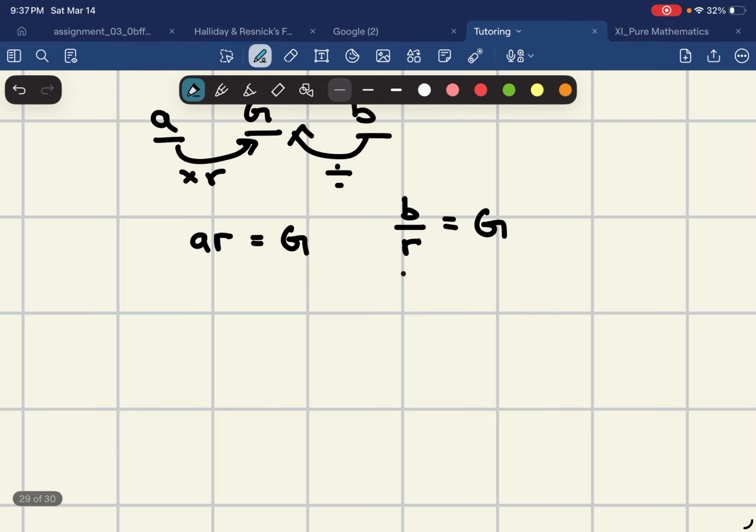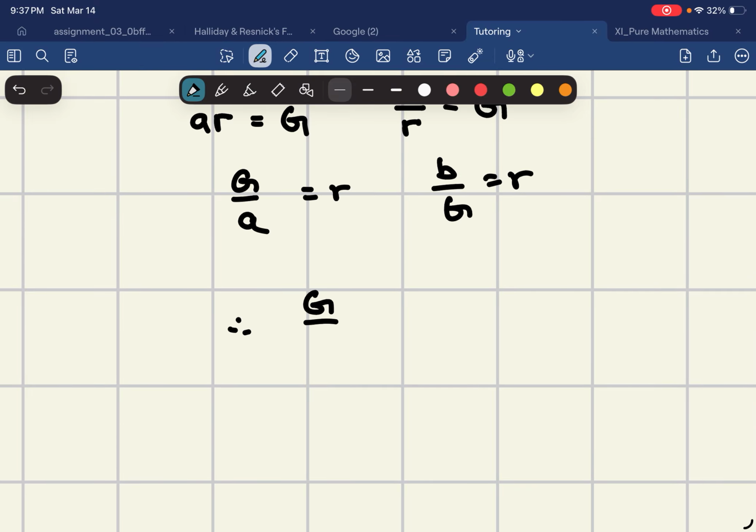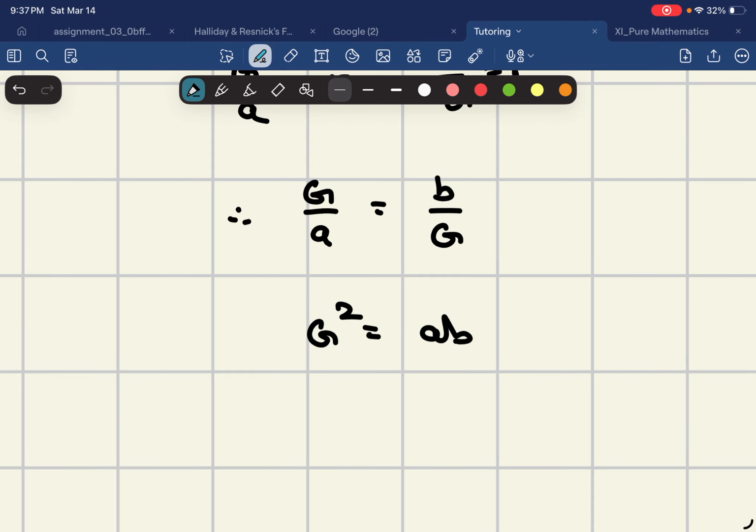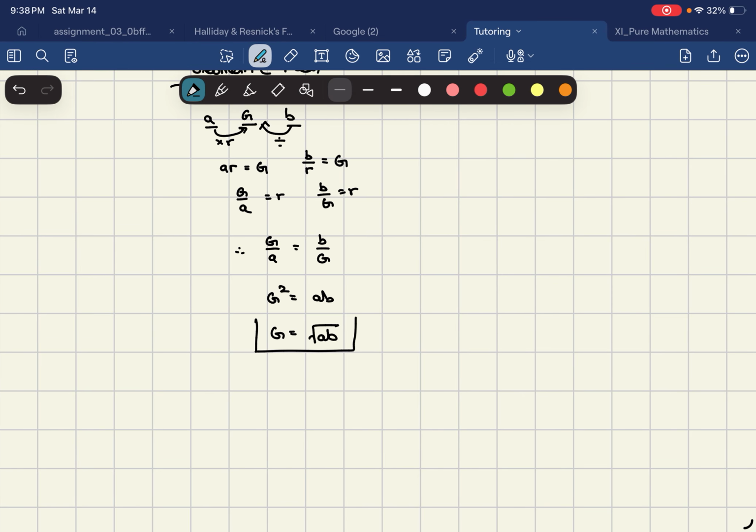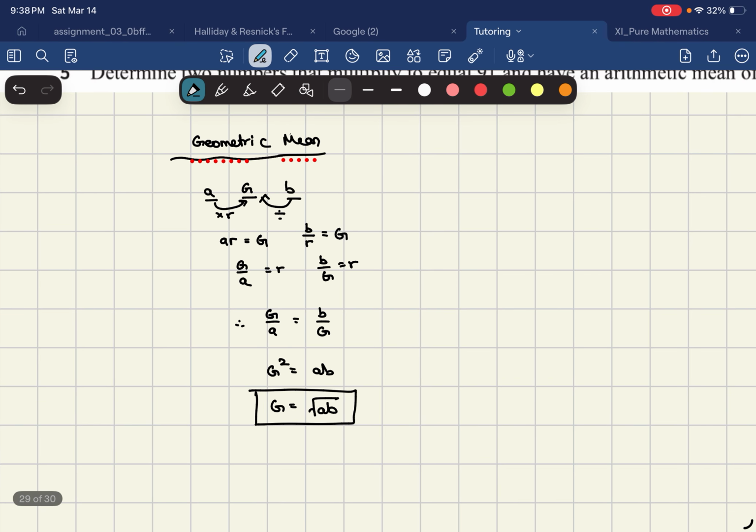Now R is the same thing, so I can compare. I know that G divided by A is equal to R, and from this expression, I know that B divided by G is equal to R. So therefore, G divided by A is equal to B divided by G. G squared is equal to AB, or G is just the square root of AB. So this is the geometric mean between two numbers. It is the number that when you put in between those two numbers forms a geometric sequence. And if you're given n terms, then their geometric mean is defined as A1 times A2 times A3, multiplying up until AN, and then you take their nth root. So this is the geometric mean.